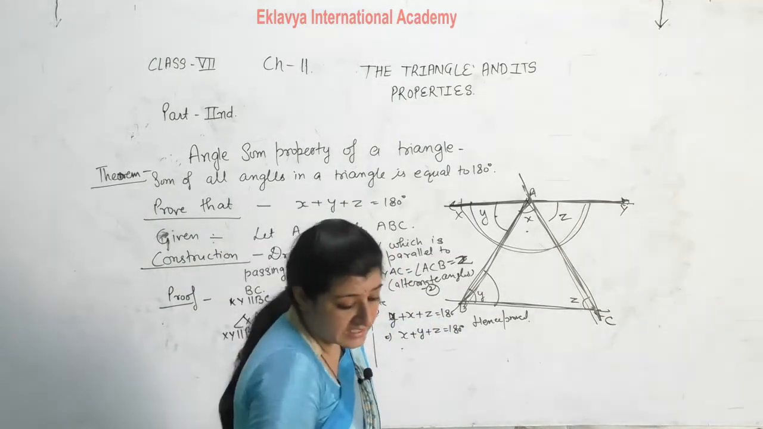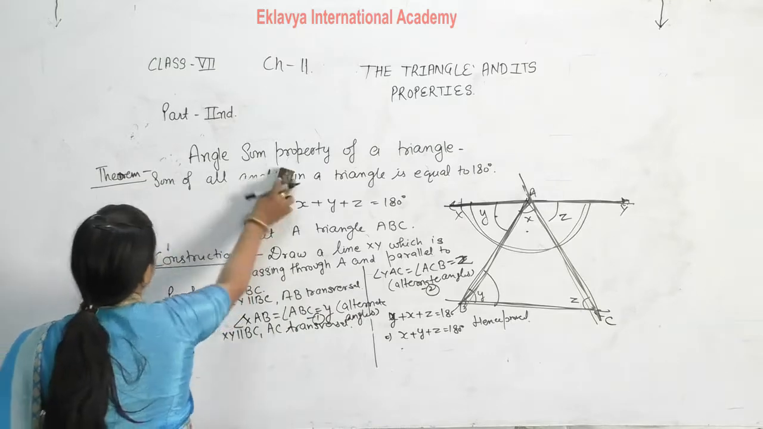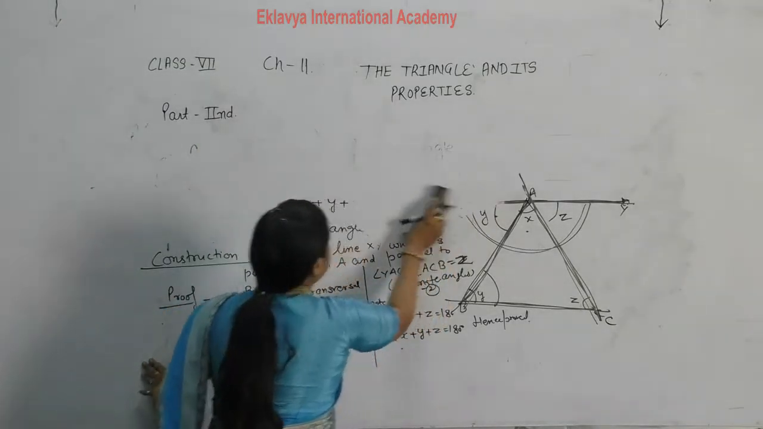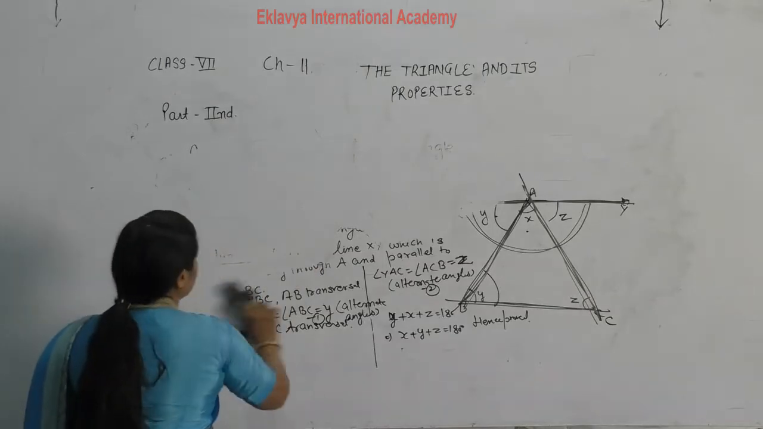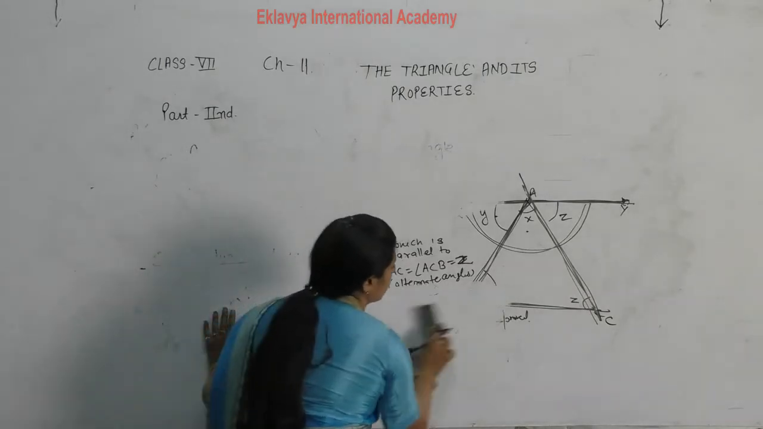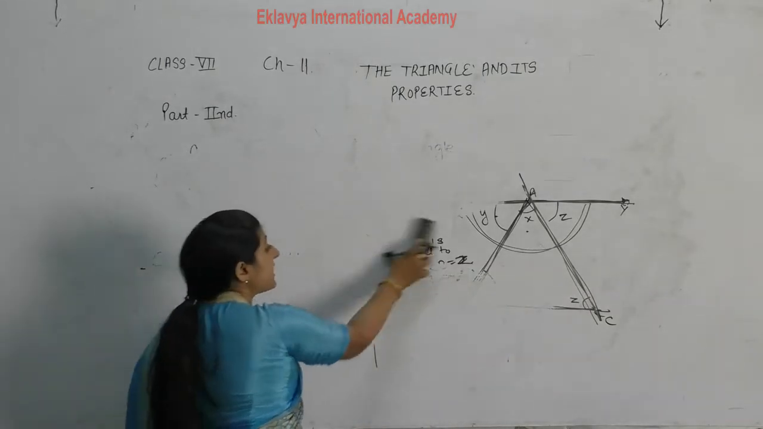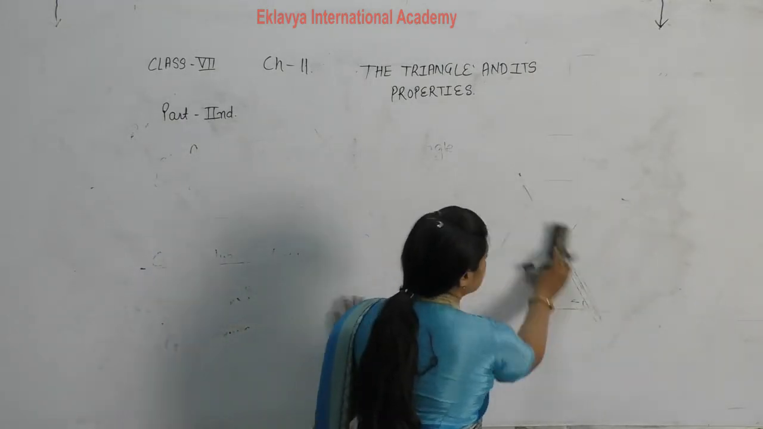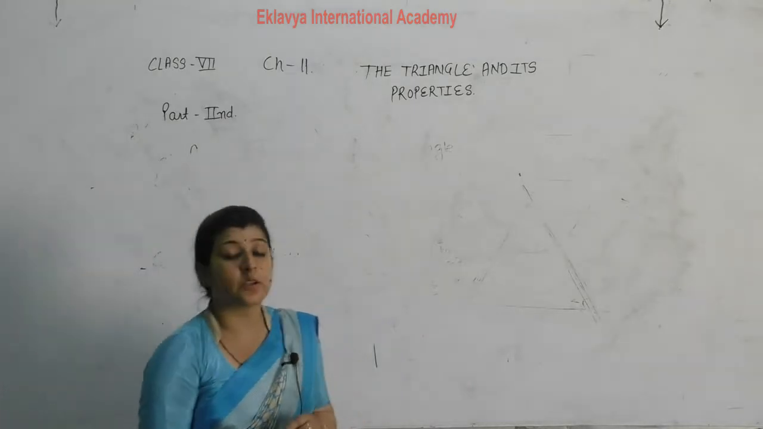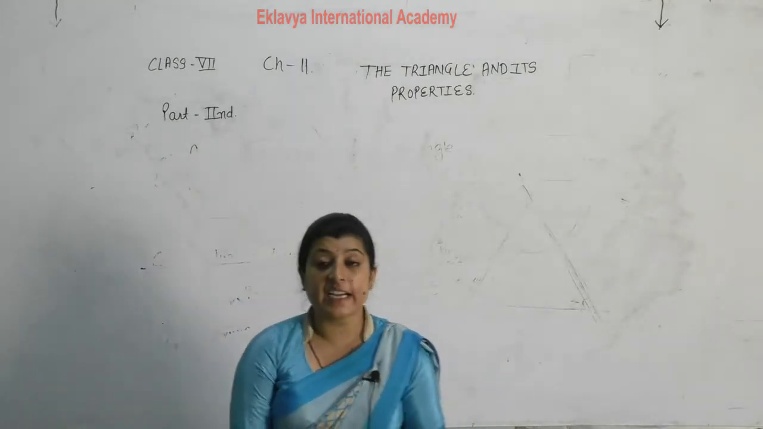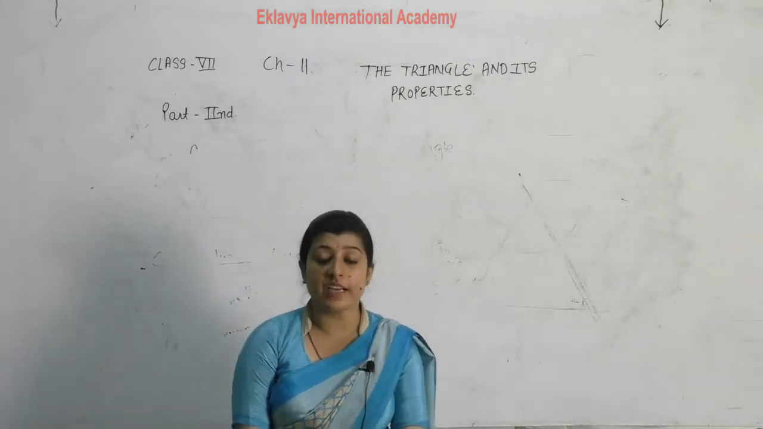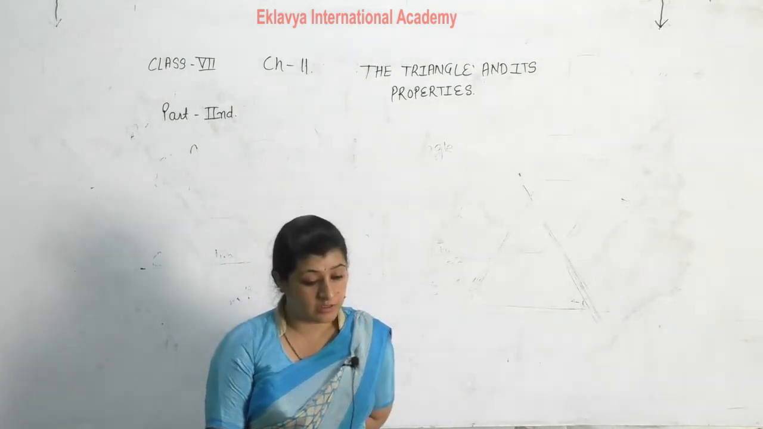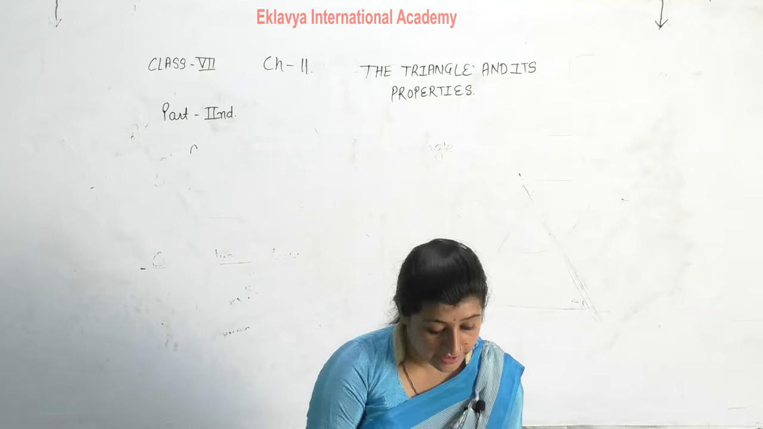Okay, now see next. In an acute angle triangle, how many angles are acute? We can say 3 angles. In an obtuse angle triangle, can more than one angle be obtuse? No. In a right angle triangle, can more than one angle be 90 degrees? No. So this is the important fact.